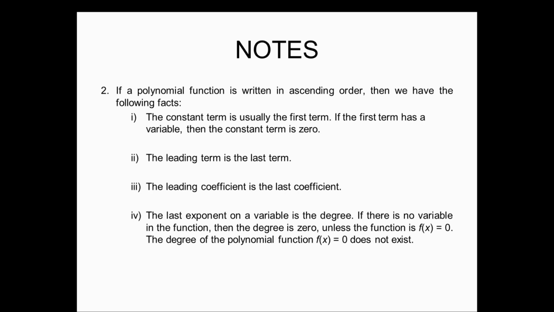And number 4, the last exponent on a variable is the degree. If there is no variable in the function, then the degree is 0, unless the function is f of x equals 0. The degree of the polynomial function f of x equals 0 does not exist. We actually had degree way back in Chapter R, the first time we saw polynomials. Back then we talked about polynomials in general, not just polynomial functions. Now we're looking at functions.